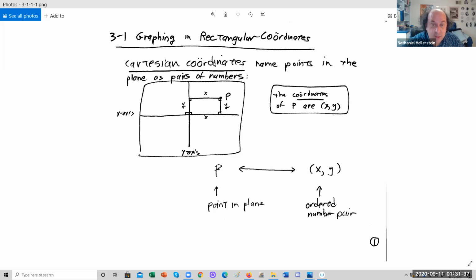Actually, the Greeks had something like this long before, but they didn't have really very good arithmetic. They didn't have the number 0. So they never really pushed it. But René had the tools and used it.